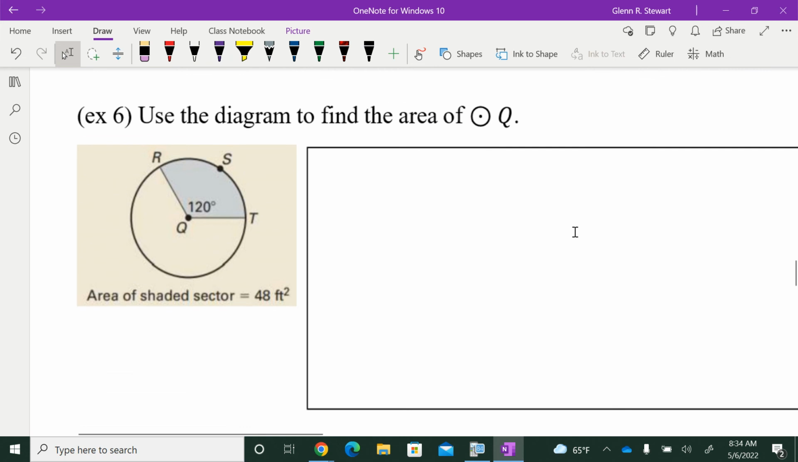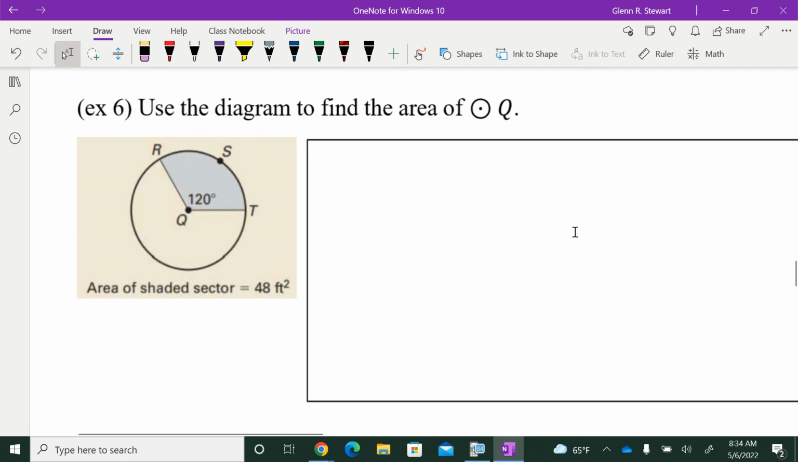Example 6 says use the diagram to find the area of Q. So here's what it gives us, and here's what we know. The area of the shaded sector is 48 feet squared. So that means that this entire area here in yellow is that 48 feet squared. What would I need in order to find area in the formula? What one thing do I usually need? Connor? Radius. I need to find radius.